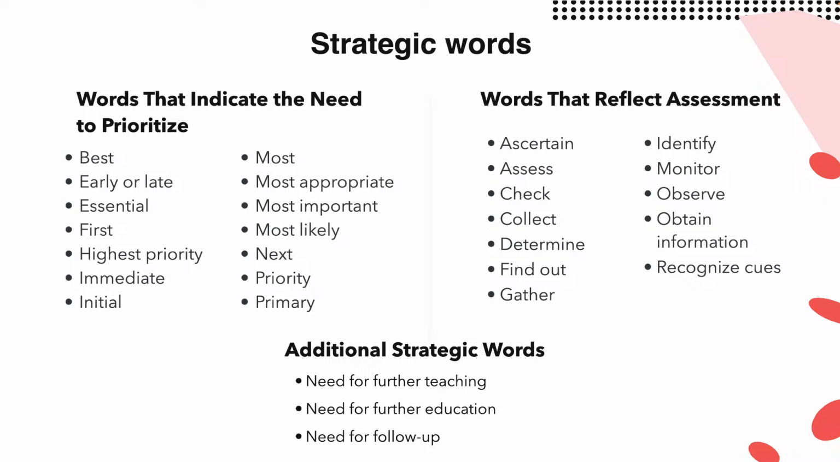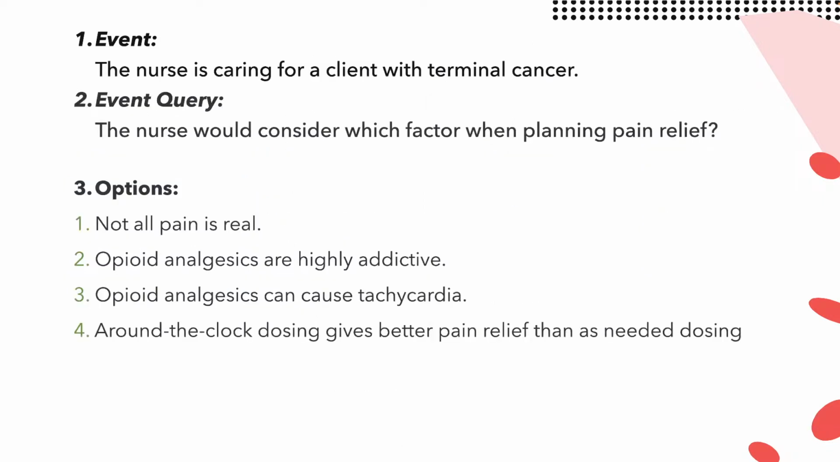Okay. Whenever you see words like ascertain, assess, check, collect, determine, find out, gather, identify, monitor, observe, obtain information, and recognize cues, then the question is probably directing you in the fact that you need to do an assessment. Okay. Some other strategic words that you might see are the need for further teaching, further education, or the need for follow-up. Mostly you're going to see these words whenever they're trying to ask you for a positive or a negative event query, okay? So very important that you keep that in mind.